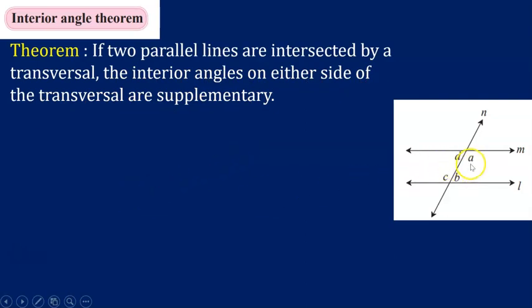Then the interior angles, that is, the measure of angle A plus the measure of angle B is equal to 180, and the measure of angle C plus the measure of angle D is also 180.